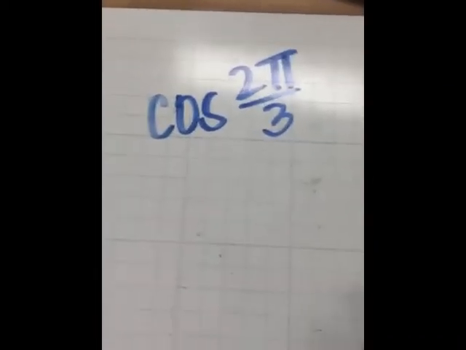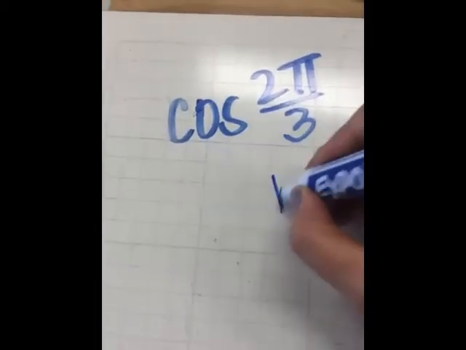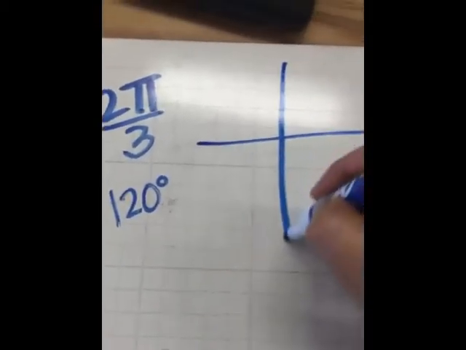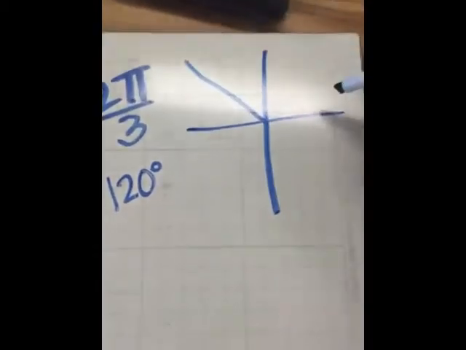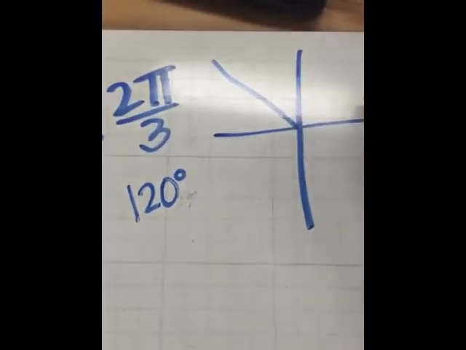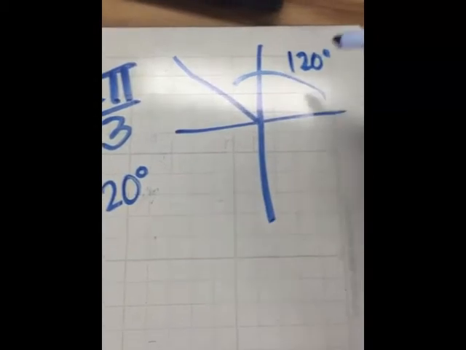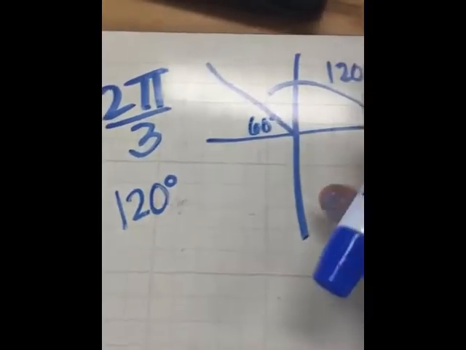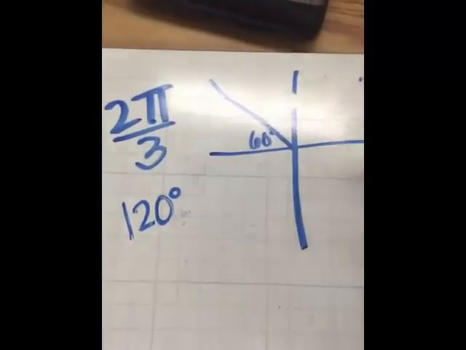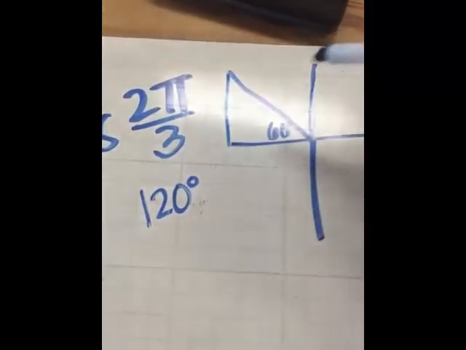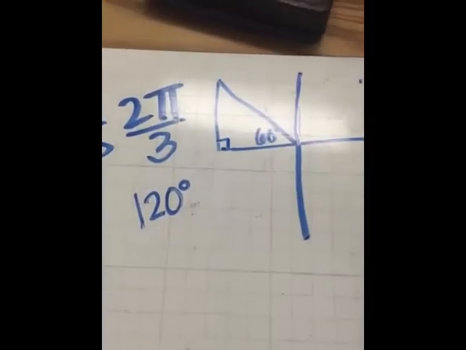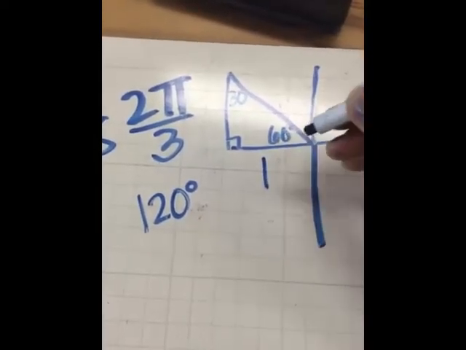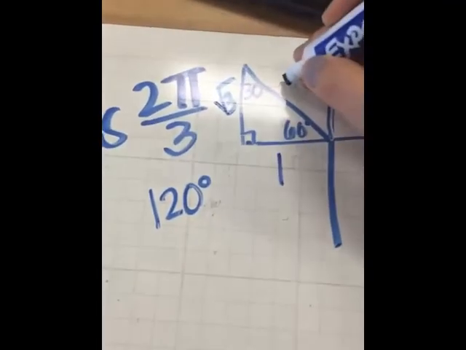All right, next example is cosine of 2 pi over 3. 2 pi over 3 is 120 degrees. So it will be in the second quadrant. So this is 120 degrees. And all the way across is 180 degrees. This would be 60. So now we can draw a right triangle. This is 30. Across from the 30 is 1. Across from 60 is root 3. Across from 90 is 2.